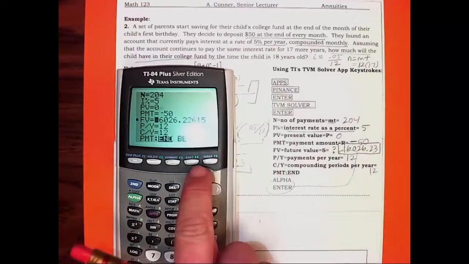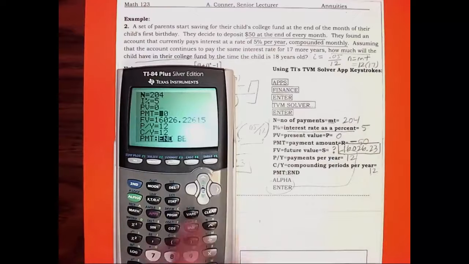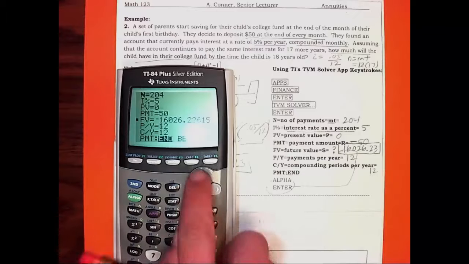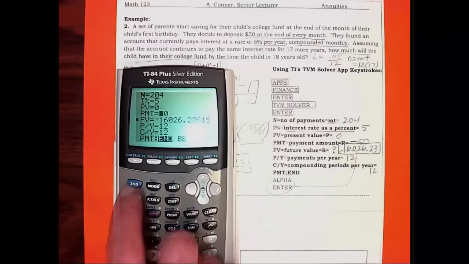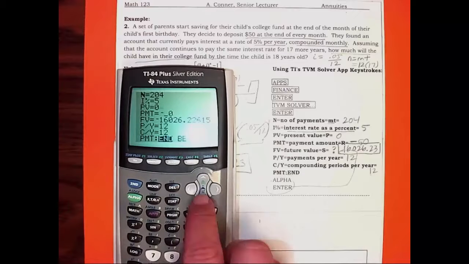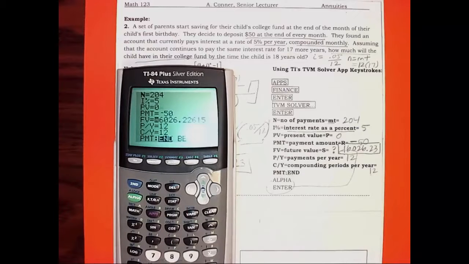Because notice, if I go up and I take that negative away off that payment, and I do alpha enter right here, it's going to tell me that my future value is a negative amount of money. And that doesn't make sense. So we need to make sure that whatever we're paying in is a negative value, so that when we compute the future value that's in the account, then that's going to be a positive number.